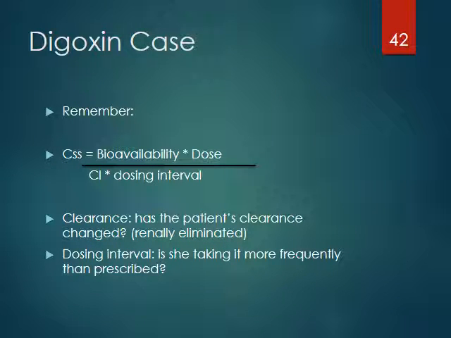We could look at the clearance. Digoxin is a drug that is renally eliminated. So in addition to her serum digoxin level, you can check her renal function to make sure that has not gone down drastically from her baseline, because that could be a really clear indication for why her level might be higher. And then also look at the dosing interval as well. Are they taking it more frequently than what's actually prescribed?